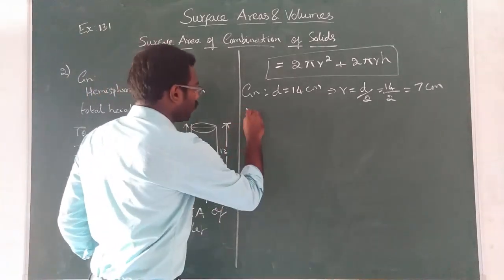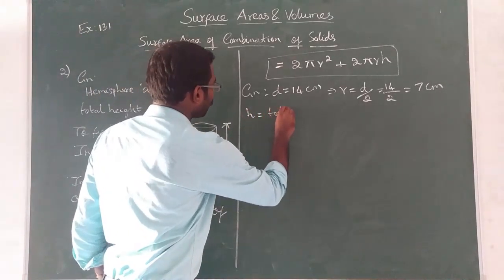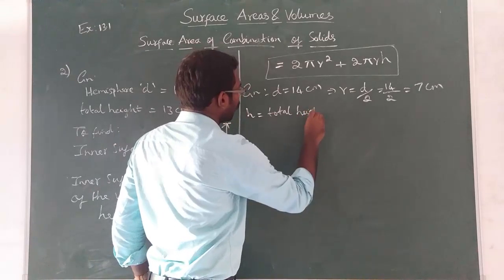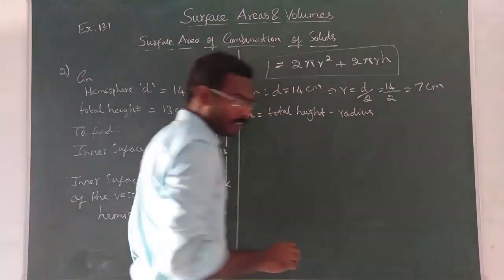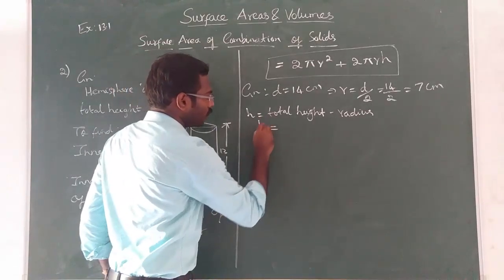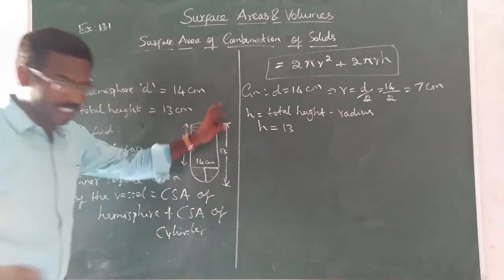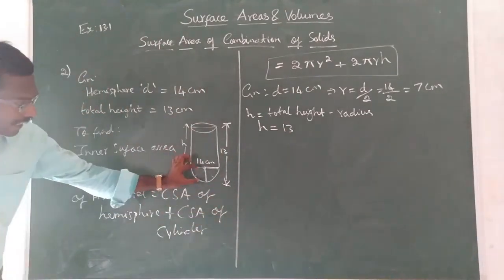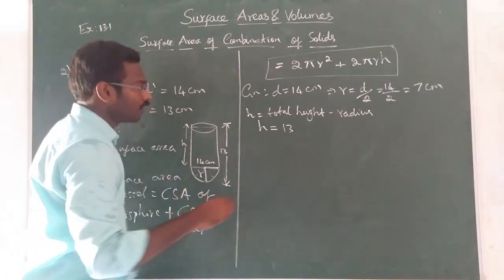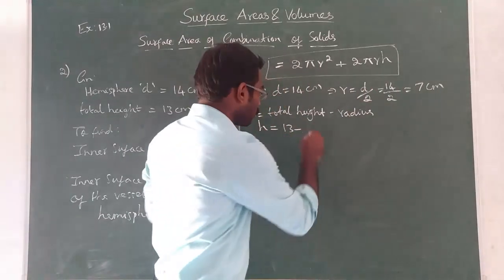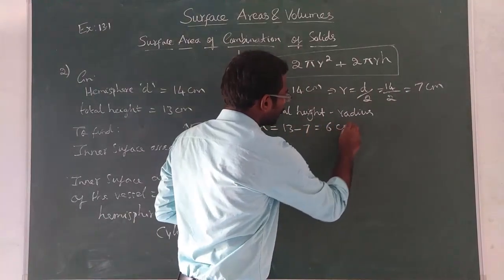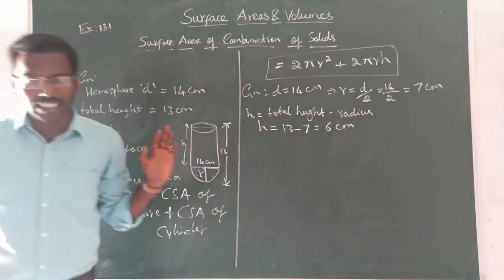So h is equal to the total height of the vessel minus the radius. The total height is 13 centimeter and the radius value is 7. So 13 minus 7 equals 6 centimeter. That's all. Easy, isn't it?